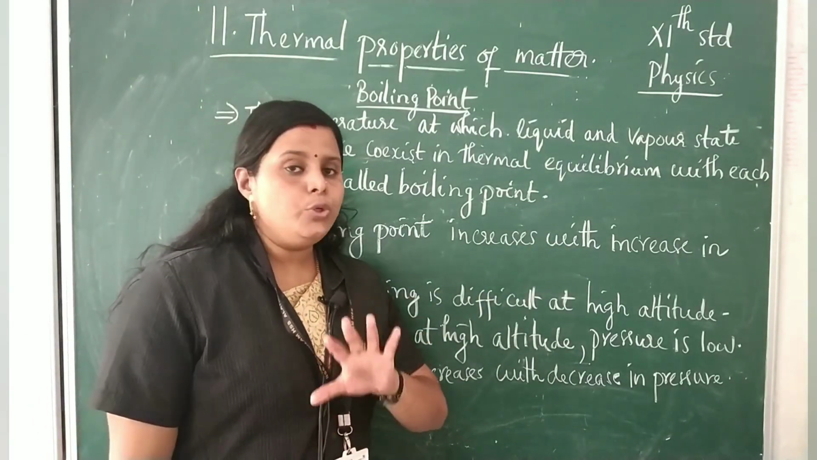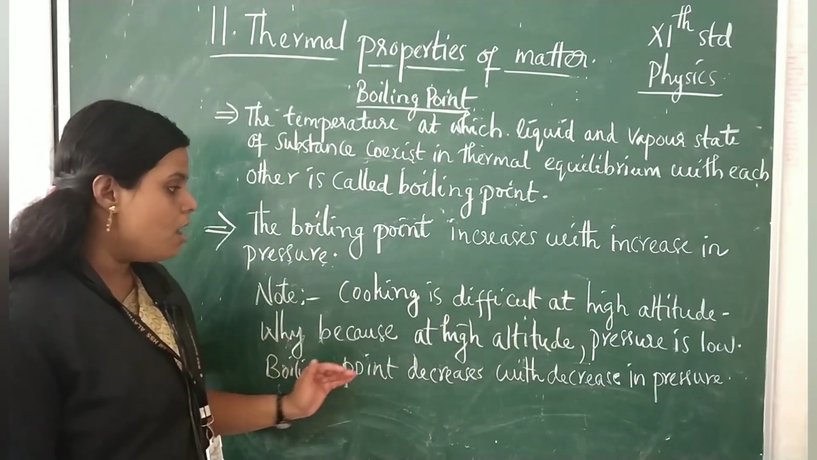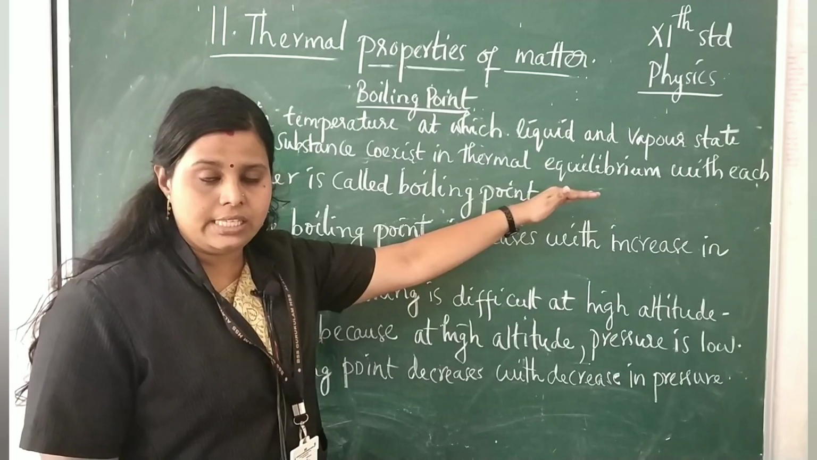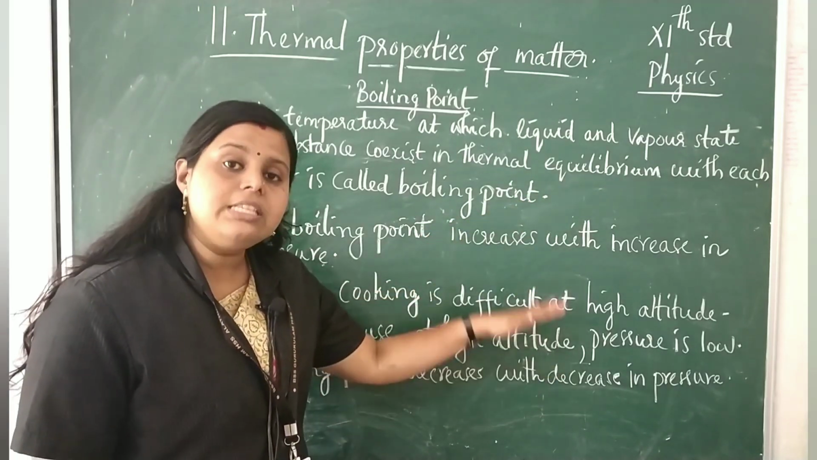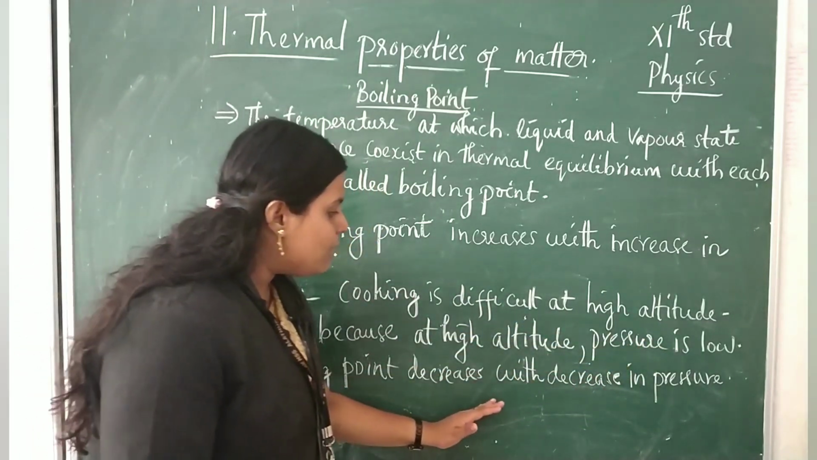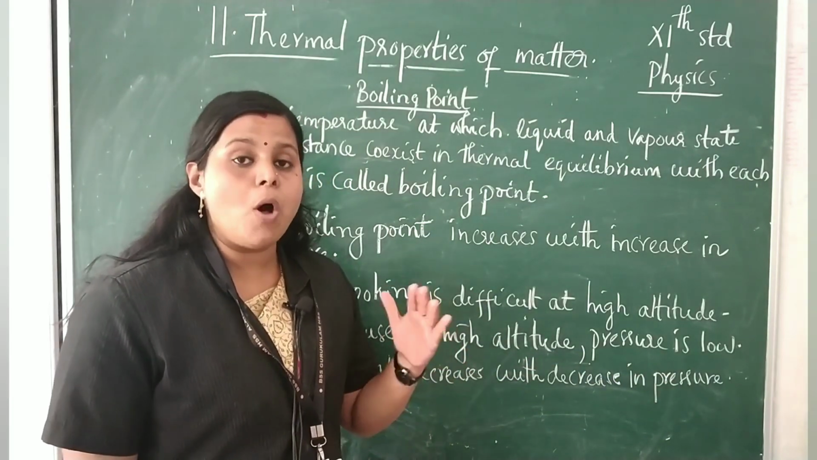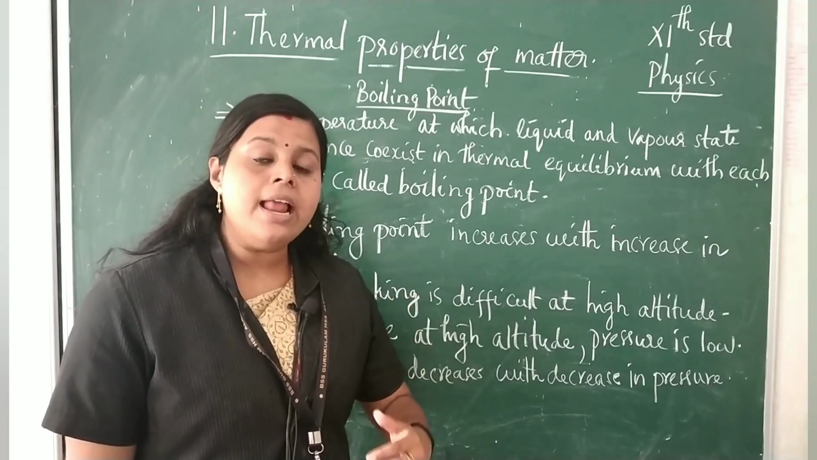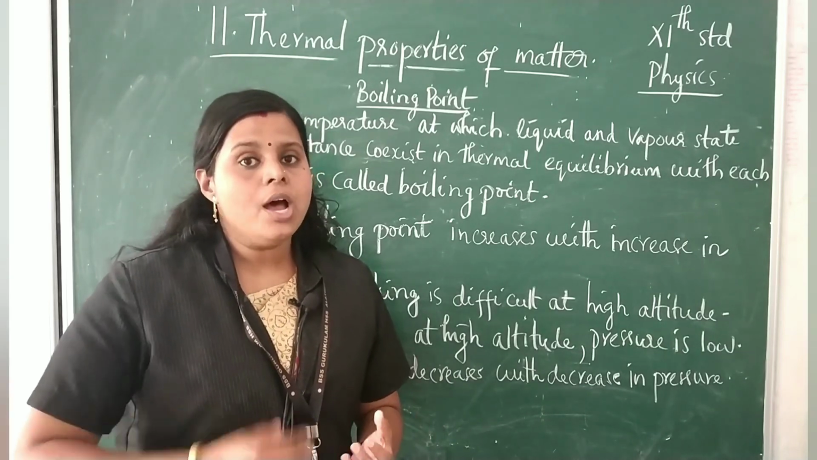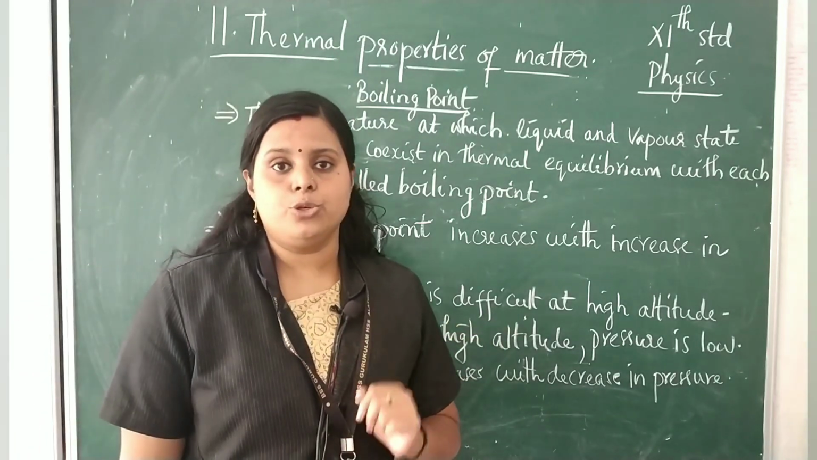And here you have to note an important point, that is cooking is difficult at high altitude. Why? Because at high altitude the pressure is low. Boiling point increases with increasing pressure, right? So if the pressure decreases, the boiling point also decreases. So at high altitude the pressure is low, so the boiling point decreases with decreasing pressure. Since the pressure is low at high altitude, the boiling point is lower there, so the substance starts to boil quickly. But when it boils quickly, the substance will not have cooked. Okay, that is why we say cooking is difficult at high altitude.